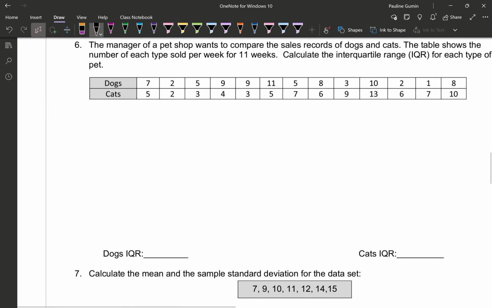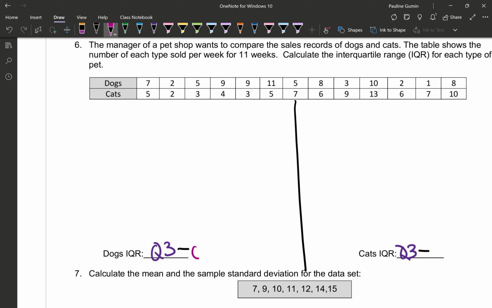In order to find the IQR, we're going to need Q1 and Q3 because IQR is Q3 minus Q1. Q3 and Q1 are medians of the upper and lower half of our data set. So let's organize the dogs and the cats and find their quartiles. All right, let's do dogs here, and we'll do cats here.